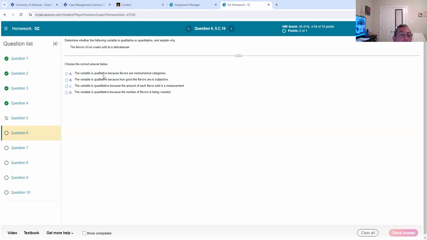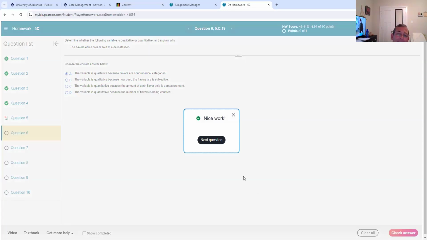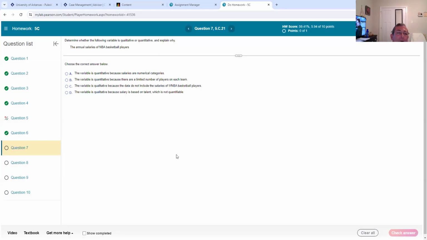So it's either A, quantitative, or B, qualitative. So it looks like B, right? Non-numerical categories. It don't ask nothing about how good the flavors were or anything like that. So we're not worried about that. That'd be maybe a survey if you were asking people what their favorite flavors were, maybe. So just trying to figure out which one they're talking about for your meaning.